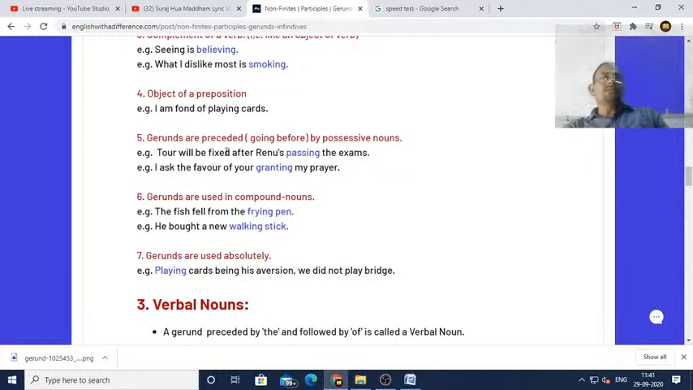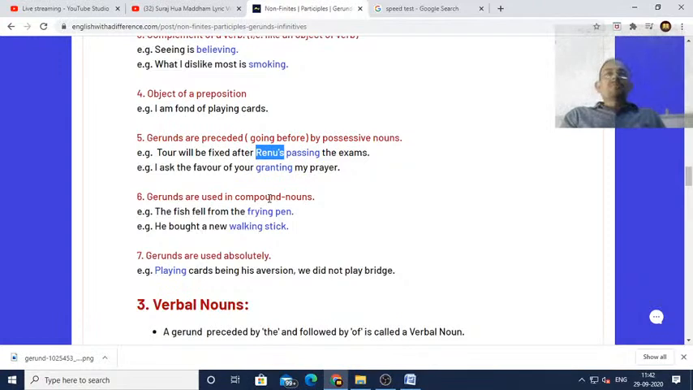Next, gerunds are preceded by possessive nouns. Preceded means going before. Look, gerunds are preceded by possessive nouns. You see, before passing, a possessive noun is given. Possessive means something that shows ownership or possession. Something like, this is my car. My is possessive here, a possessive pronoun. And if I say this is Renu's car, then Renu's is a possessive noun.